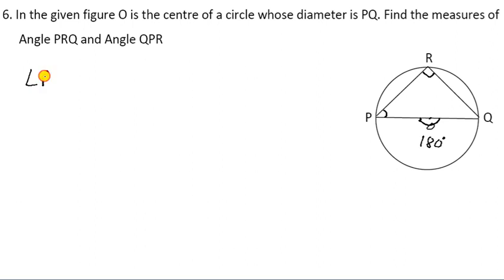In the given figure, O is the center. So that one is the O. It is the center of the circle whose diameter is PQ. PQ is the diameter. Find the measures of the angle.